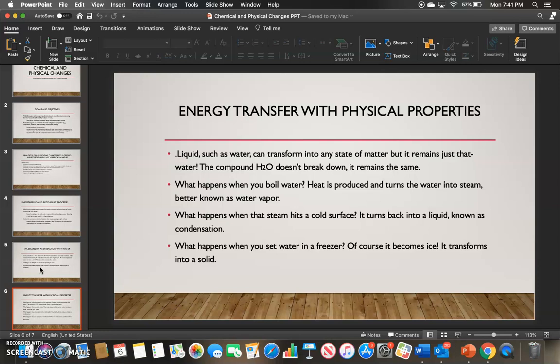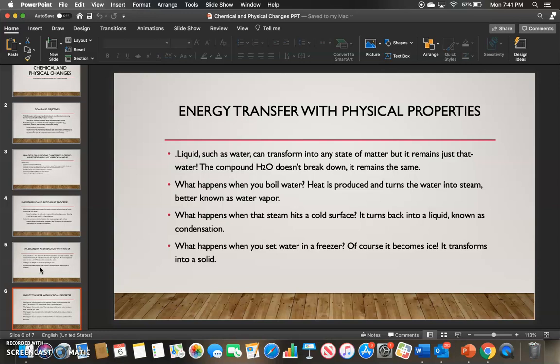What happens when you boil water? Well, of course, heat is produced and it turns the water into steam, better known as water vapor. Well, what happens when that steam or water vapor hits a cold surface? It turns back into a liquid, known as condensation.